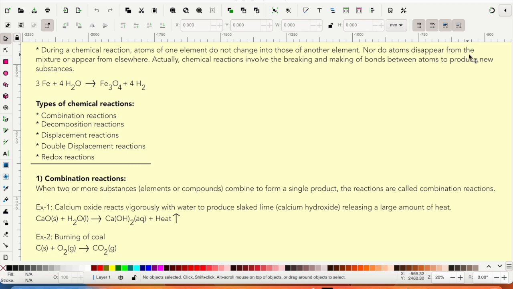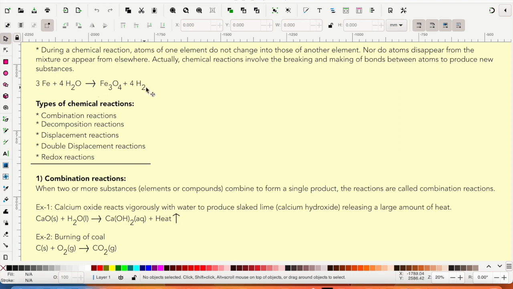In a chemical reaction, atoms of one element do not change into those of another element, nor do atoms disappear from the mixture or appear from elsewhere. Actually, chemical reactions involve the breaking and making of bonds between atoms to produce new substances. Let us understand what this means.